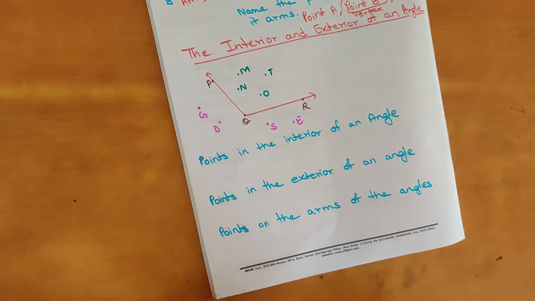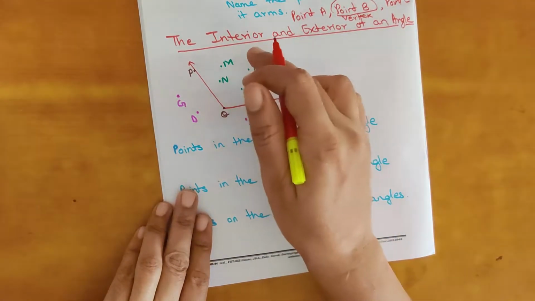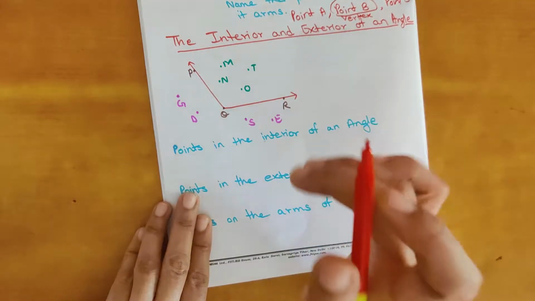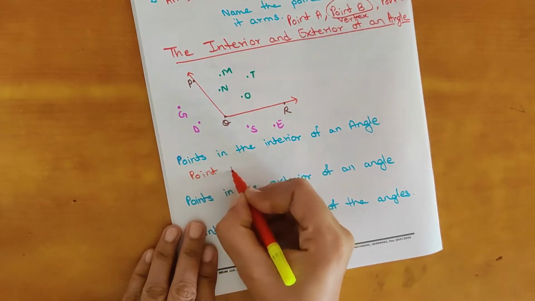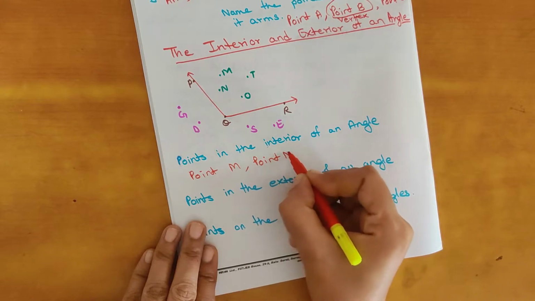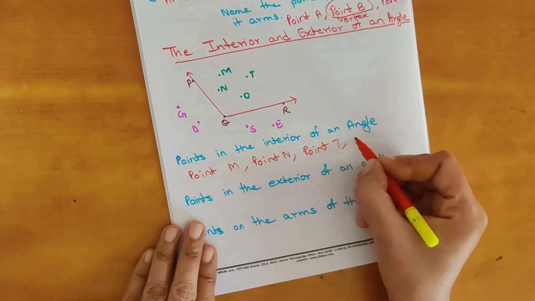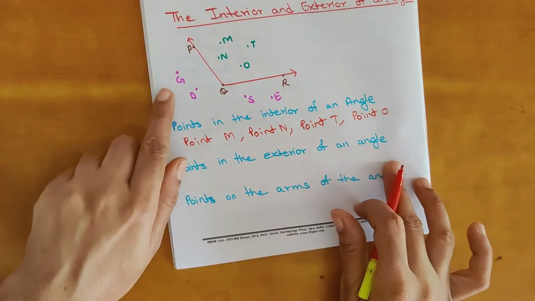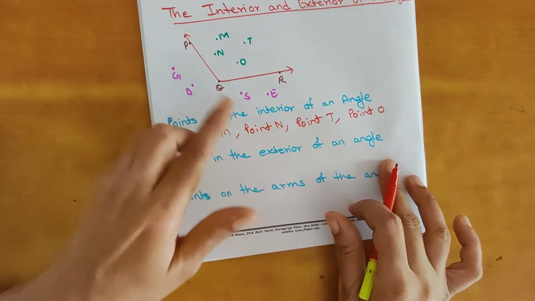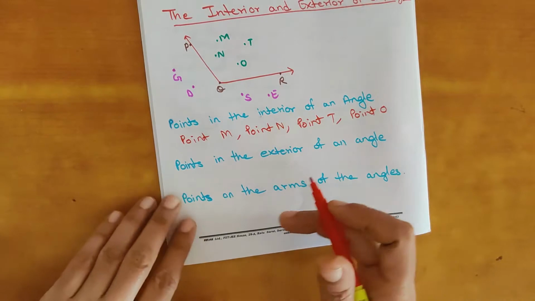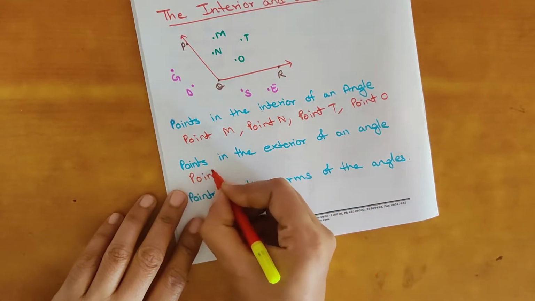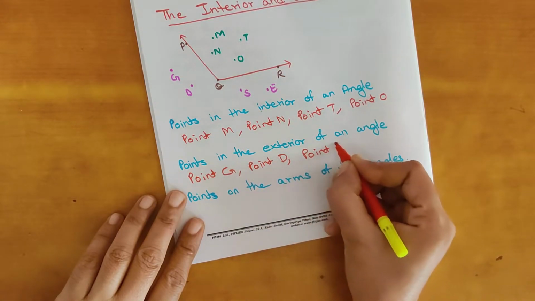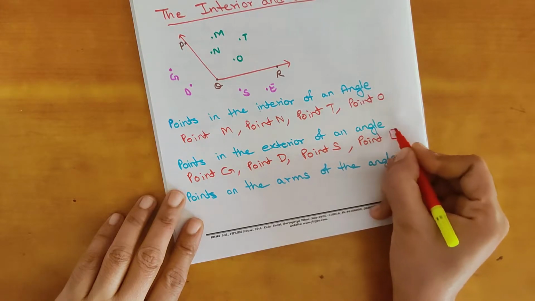Let us now see points in the interior of the angle. Can you see this green color? They are inside the angle, that is they are in the interior portion of an angle. So you can write point M, point N, point T, point O. Next question, it is asked points in the exterior of an angle. Can you see the pink color? So they are in the exterior part of the angle. So what are the answers? Point G, point D, point S, point E. Okay.